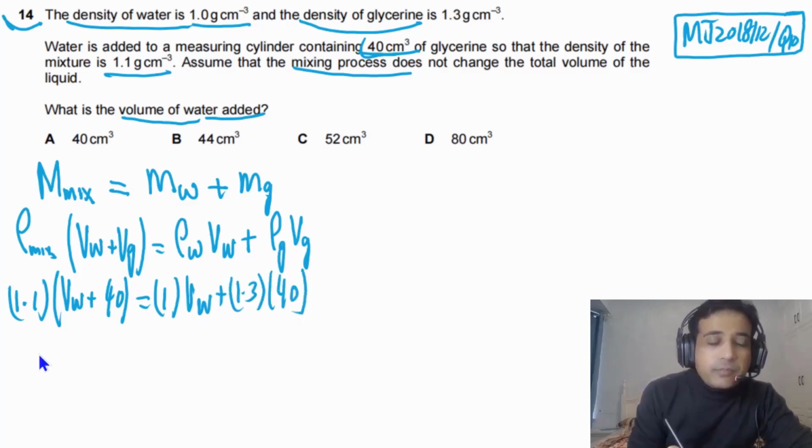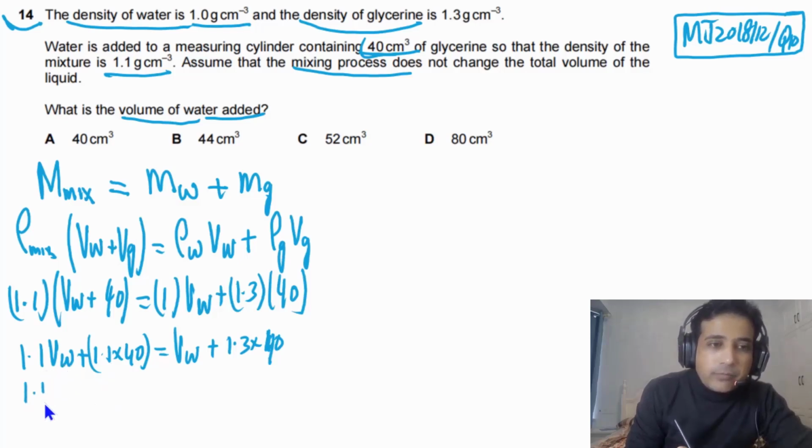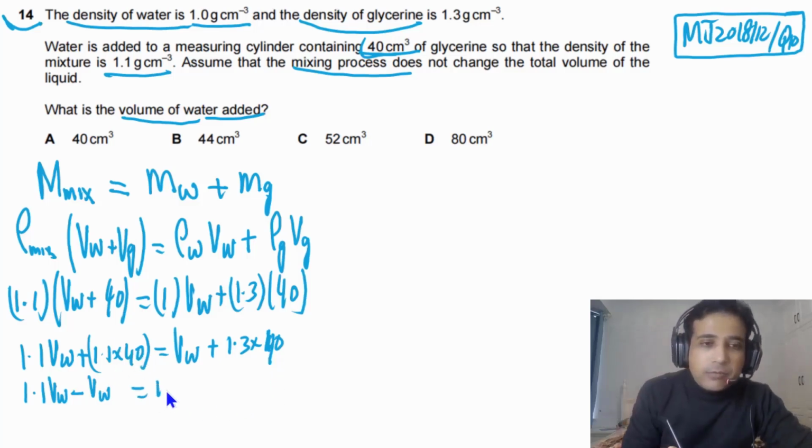Now we can simplify. So here you will get 1.1 times the volume of water, plus you have 1.1 times 40. So we can draw these brackets. And here we have the volume of water, and here you have 1.3 times 40. We need to find out in this case the volume of water, so we can rearrange for the volume of water. Here this is 1.1 VW, and here you have VW, which means you can take this one on the left side and this one on the right side. So here it will be 1.3 times 40 minus 1.1 times 40.